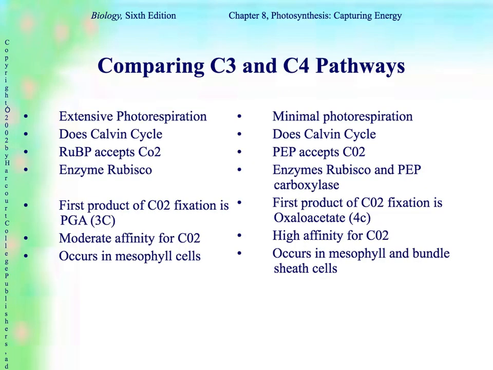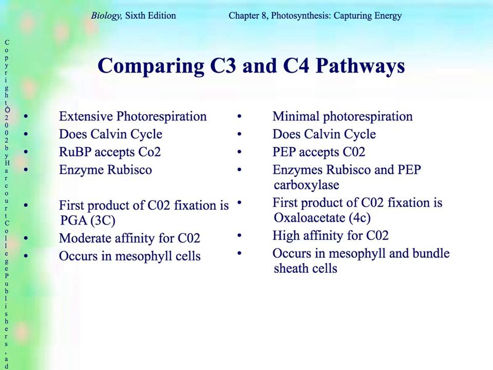So again, C3 has extensive photorespiration occurring. C4 has minimal photorespiration occurring. C3 and C4 both do the Calvin cycle. What's accepting the carbon dioxide is different. It's a different enzyme. In C3, it's RuBP, and it's Rubisco. And in C4, it's a molecule called PEP, and the enzymes, it's using PEP carboxylase and the Rubisco, so it has both enzymes.